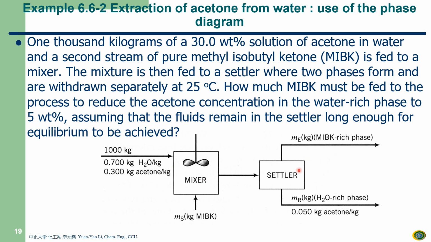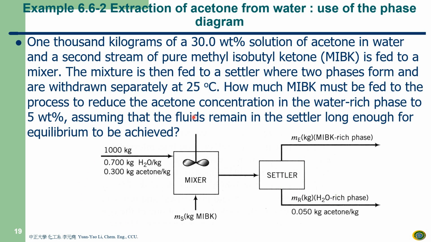This needs to reach equilibrium. That means assume that the fluid remains in the settler long enough for equilibrium to be achieved. If you do a mixer and it completes only 90%, and the settler requires 1 day to reach equilibrium, you might have no time to wait, so it doesn't reach equilibrium. But this example is quite simple because they ask us to just assume it reaches equilibrium.